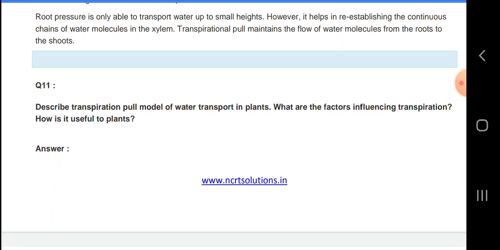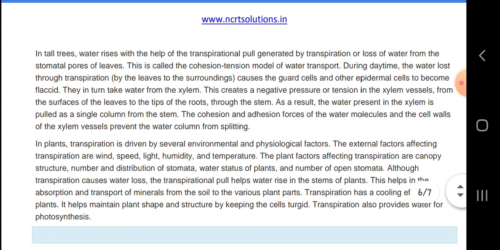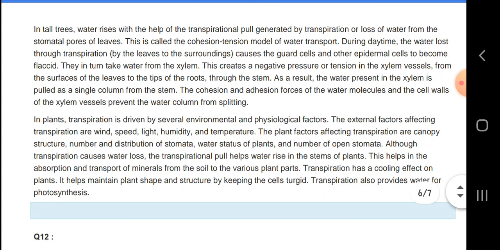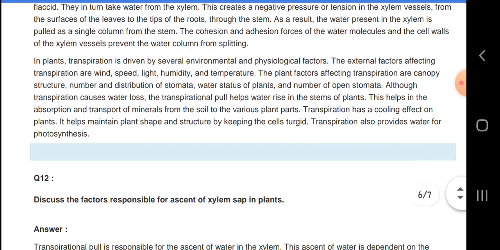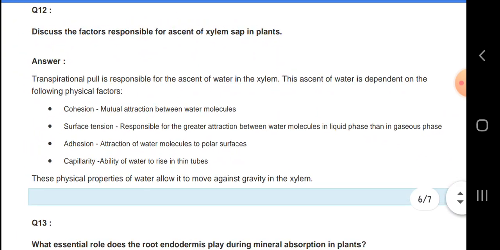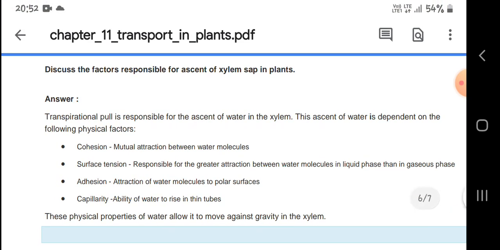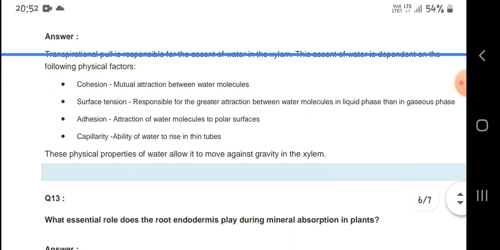The transpiration pull mode of water transport in plants. So in all tall plants, water rises with the help of transpiration pull generated by the transpiration or loss of water from stomatal pores of leaves, and this is called the cohesion tension model of water transport. Let us know about the factors responsible for ascent of xylem sap in plants. So they are cohesion, surface tension, adhesion and capillarity.